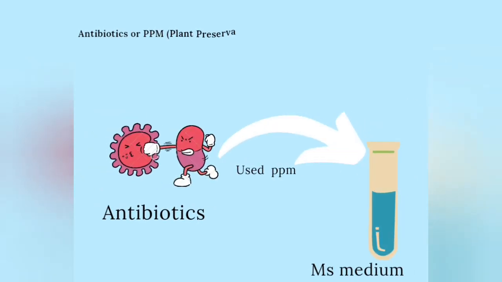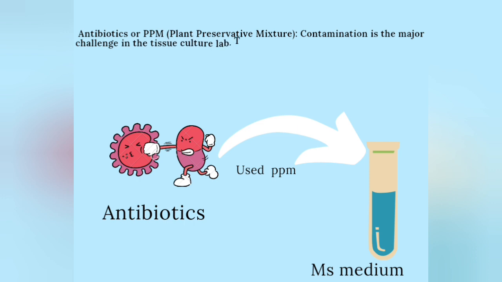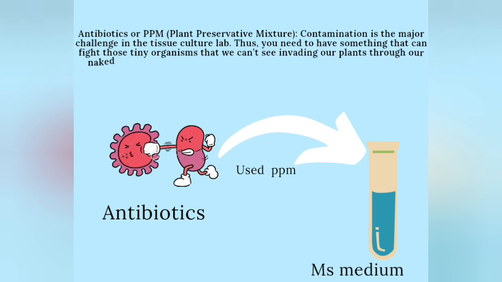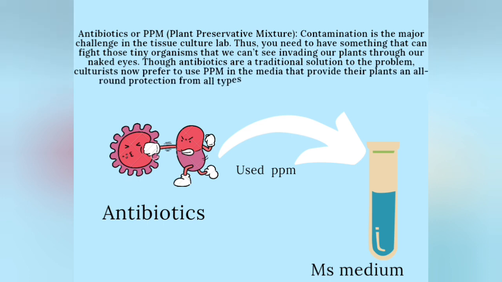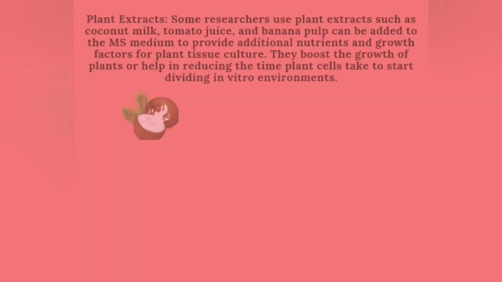Antibiotics or PPM, plant preservative mixture. Contamination is the major challenge in the tissue culture lab. Thus, you need to have something that can fight those tiny organisms that we can't see invading our plants through our naked eyes. Though antibiotics are a traditional solution to the problem, culturists now prefer to use PPM in the media that provide their plants an all-round protection from all types of contamination, such as airborne, waterborne, or those coming from other sources.